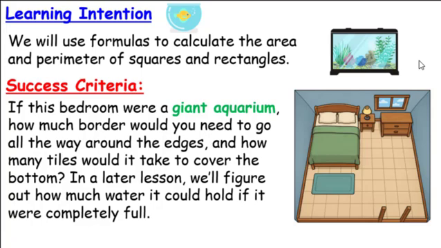Our learning intention for today will be to use formulas to calculate the area and perimeter of squares and rectangles, and our success criteria. If this bedroom were a giant aquarium, how much water would you need to go all the way around the edges, and how many tiles would it take to cover the bottom? In a later lesson, we'll figure out how much water it would hold if it were completely full.